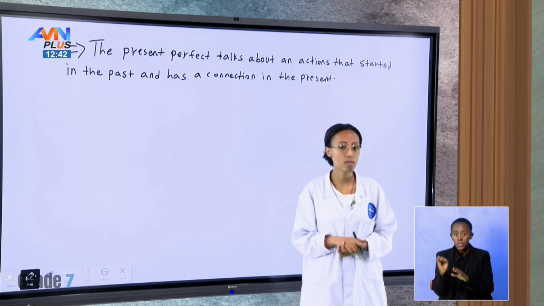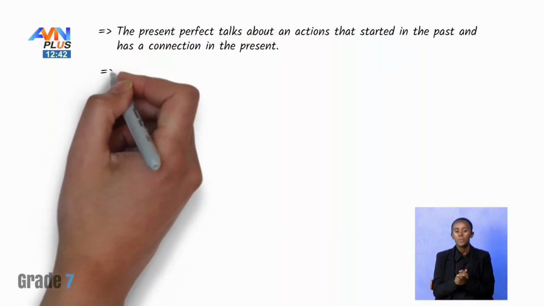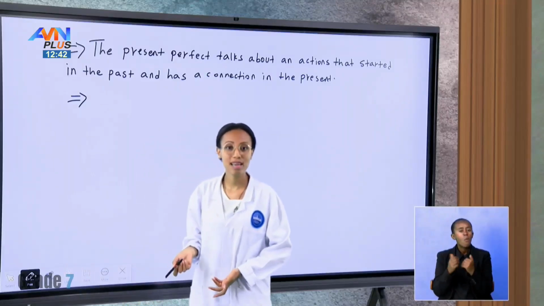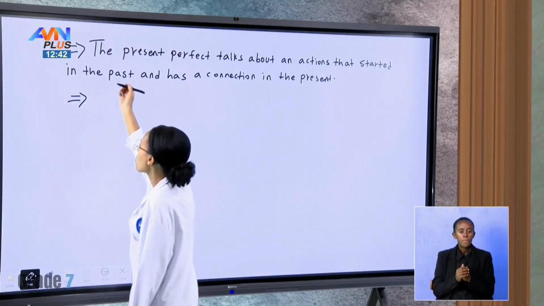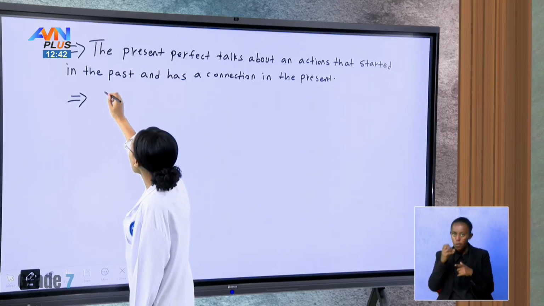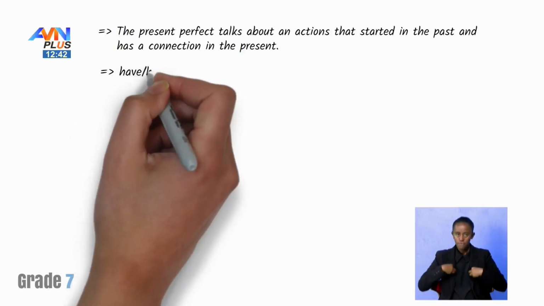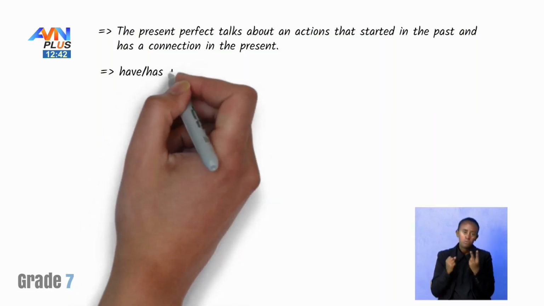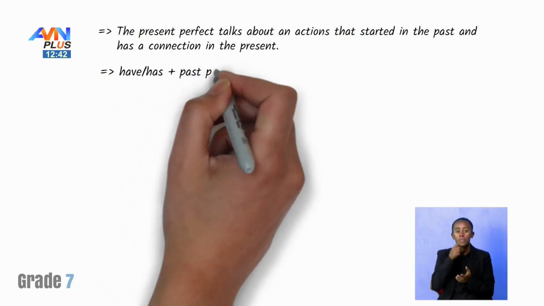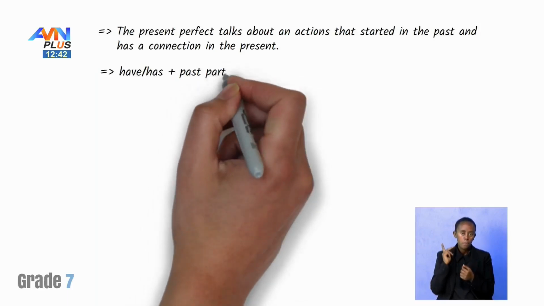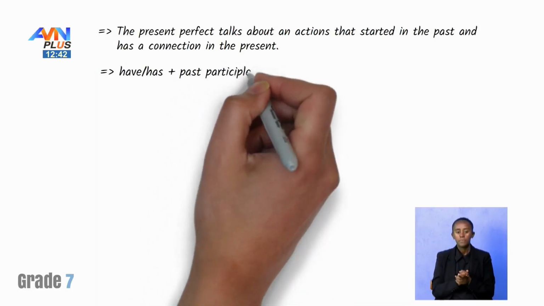What else can we say? How to form the present perfect tense. Earlier I told you, and I will show you the form. The form is, we have the auxiliary verb have and has. We also have to have a main verb, which is the past participle. Okay? So this is how we form it.